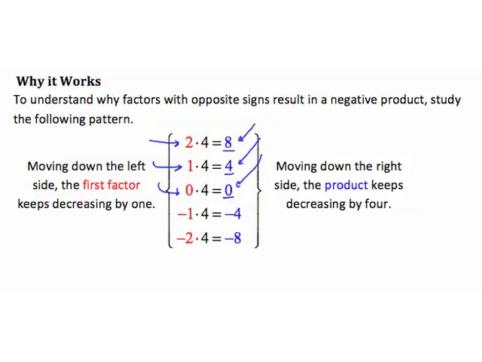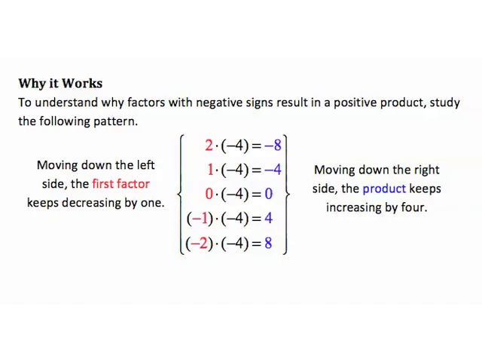Well, this pattern is going to have to continue. So now if I decrease the left side by 1 and go from 0 to negative 1, this answer over here of 0 has to decrease 4 again. That gives me negative 4. And now if I decrease by 1 again, I get to negative 2. Now I get negative 8. And you can see what's happening down here. When I have a negative 1 times a positive 4, I get negative 4. And when I have a negative 2 times a positive 4, I get a negative 8. So opposite signs end up in a negative answer.